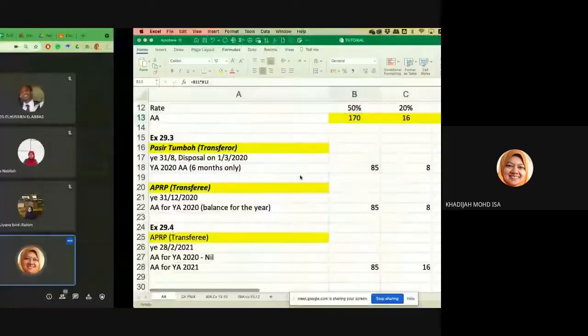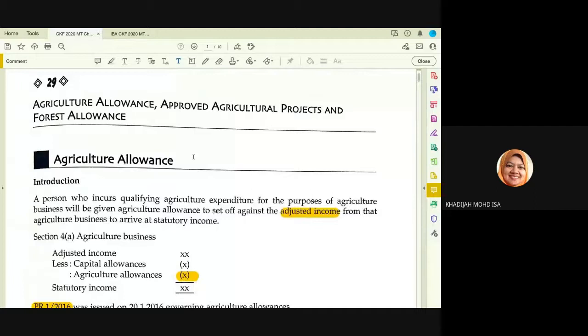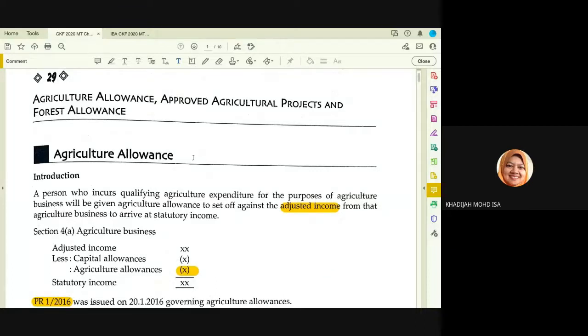Okay, we are going to the topic agriculture allowance, yeah. So this is actually chapter 29 in your textbook. Agriculture allowance, we have approved agriculture projects and forest allowance. So this is all under one topic. It's an allowance, it's still part of the capital allowance. But now you have capital allowance for plant and machinery, you have allowance for industrial building, and now we have agriculture allowance. And then later we look into forest allowance as well.